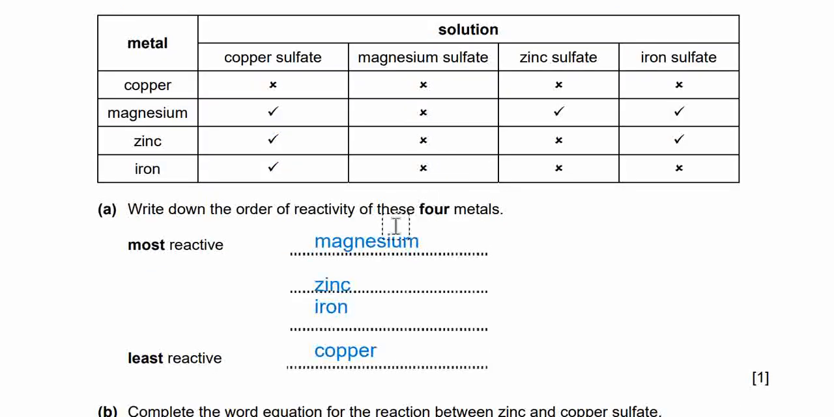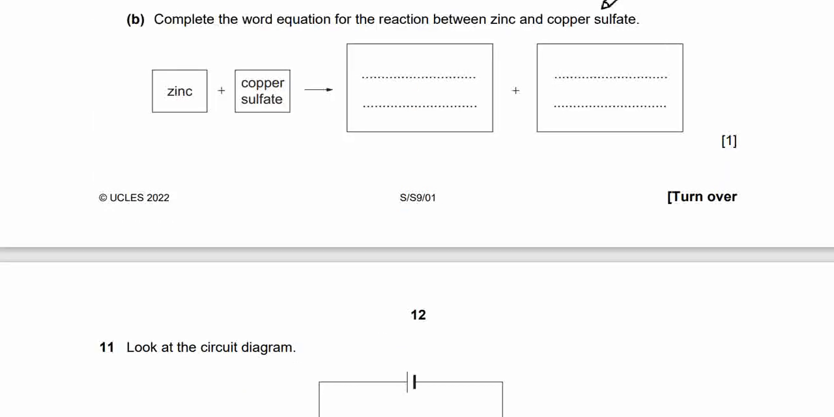There we go. This is our answer. Magnesium, zinc, iron, and copper. Question B. Complete the word equation for the reaction between zinc and copper sulfate.